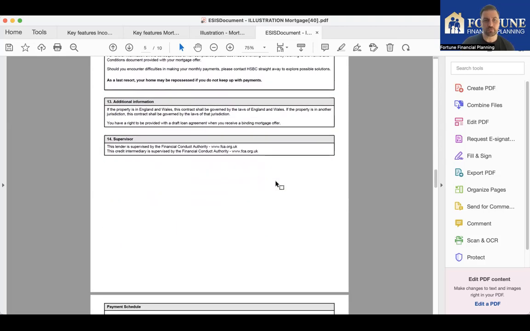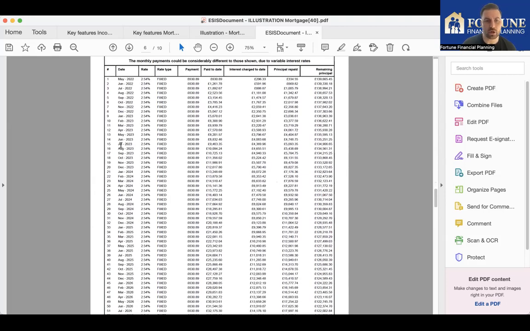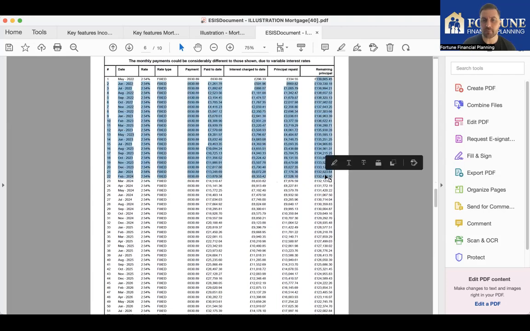Now, I'm going to come right down here now and show you the final bit of the illustration. This is your payment schedule. The initial part of the column here is showing the first 5 years. So the end column is the remaining balance.